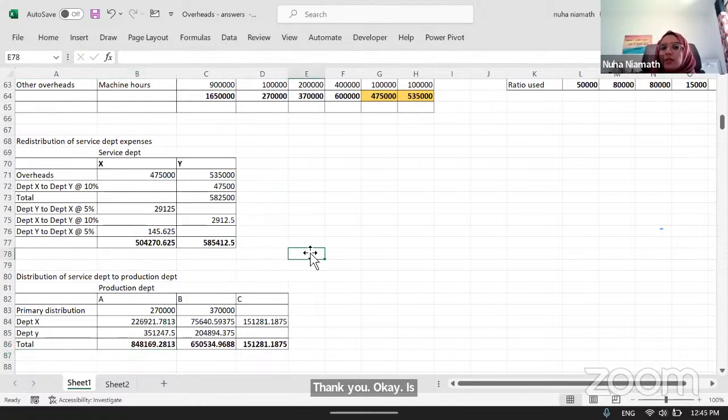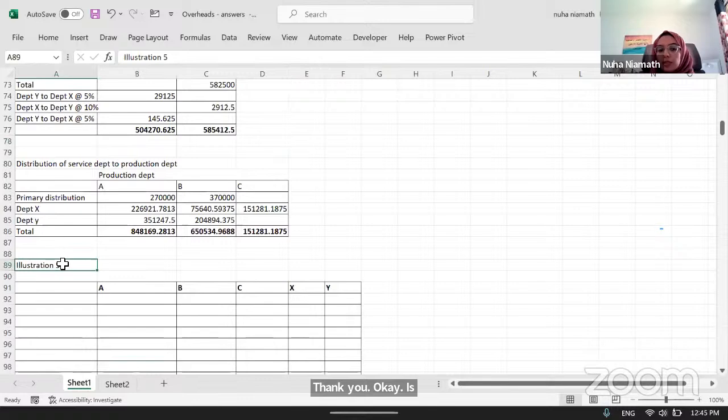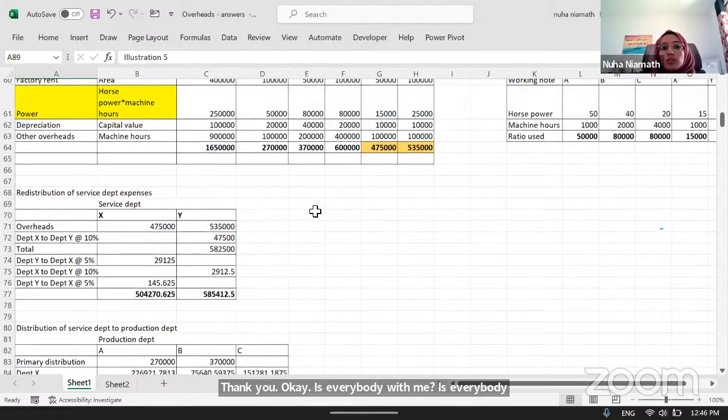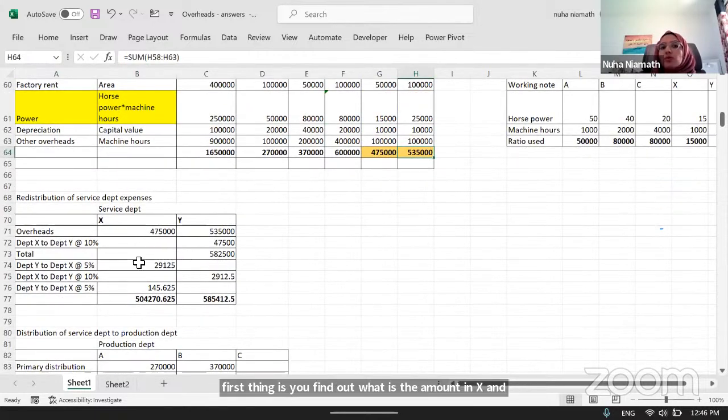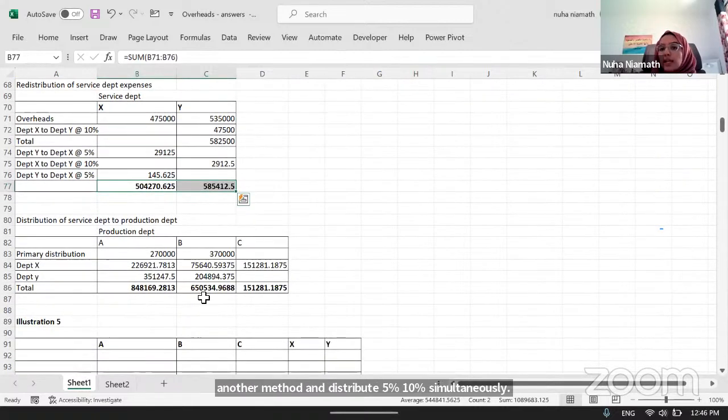Is everybody with me? Is everybody following? Has everybody understood? The steps were simple. The first thing is you find out what is the amount in X and Y. Then as per the question, we have to perform a trial and error method and distribute 5%, 10% simultaneously, and finally arrive at an answer for the X and Y departments. And then you can use that amount to distribute it to the production departments and find the final production department amounts.